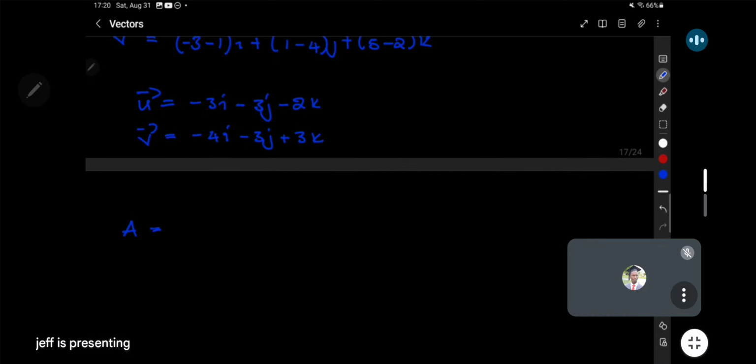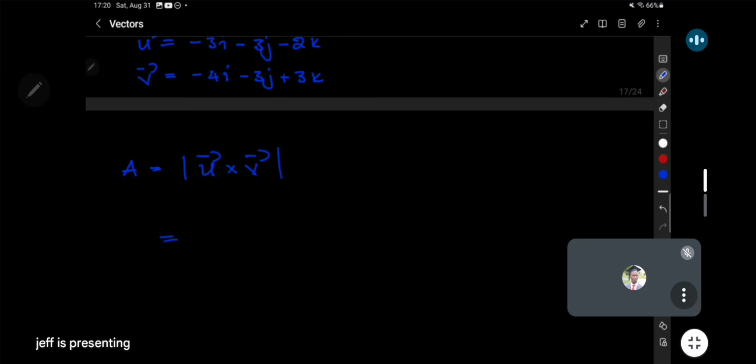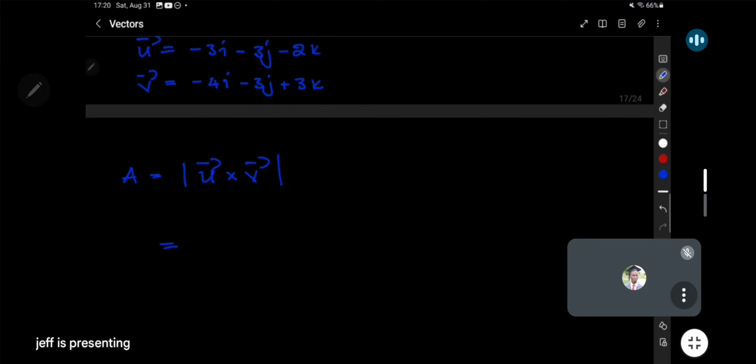Since, in this case, we don't have the angle between them, we can just use the cross product. So the area will be equal to the magnitude of u cross v. You know how you get the cross product, similar to what you did in CEE. So first here, you're going to have i, j, k. I'm just concentrating on the cross product, not necessarily the magnitude part. Let's concentrate on the cross product.